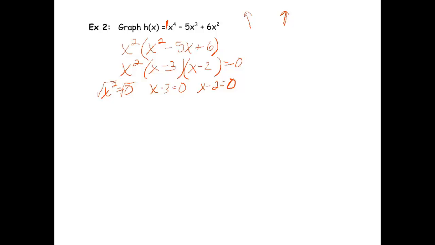We would square root both sides of this equation, and we would get x equals plus or minus 0. Well, 0 isn't positive or negative, right? So we would just say x equals 0. But don't forget that we really had 2 of them there. I'm going to call that a multiplicity of 2, meaning it was repeated twice. Here we have our x equals 3, and here's our x equals 2.